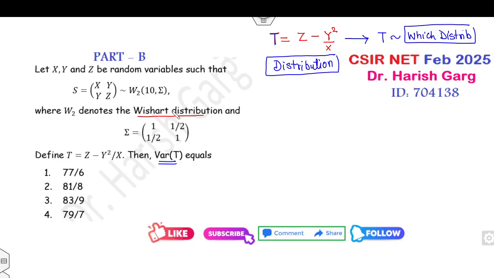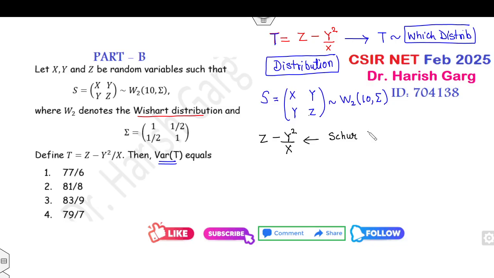Now, how can you solve that? First of all, it is the Wishart distribution. Now, S is my X, Y, Y and Z. That follows the Wishart distribution with parameters 2, 10, sigma. Fine. Now, if you look at this, Z minus Y square by X, how can you write this? You can see this is Z minus Y square by X. What is given to you? This is basically the Schur complement of X.